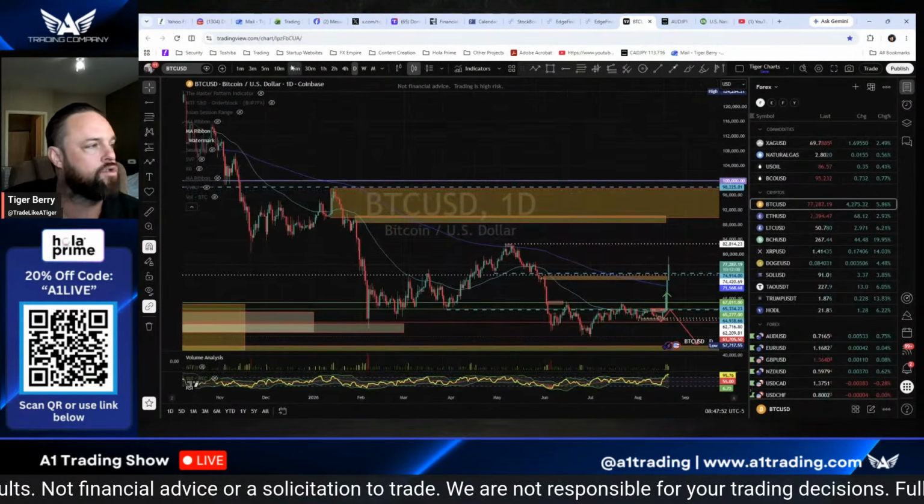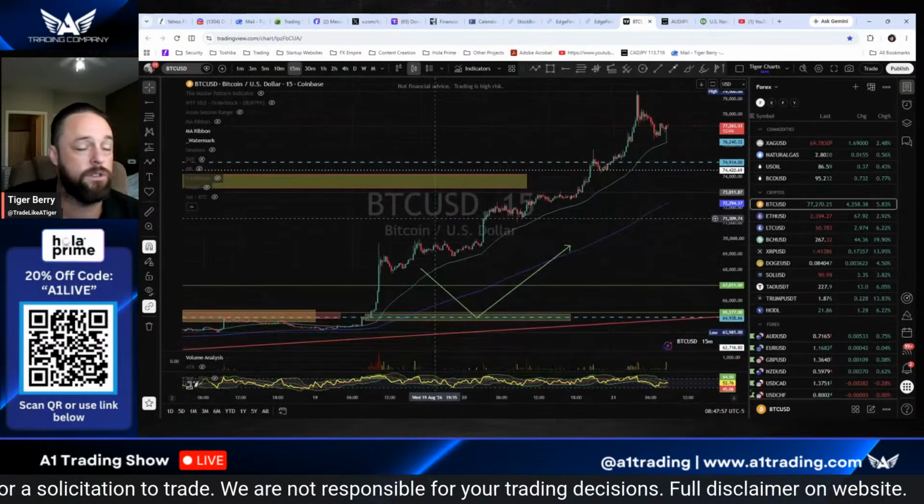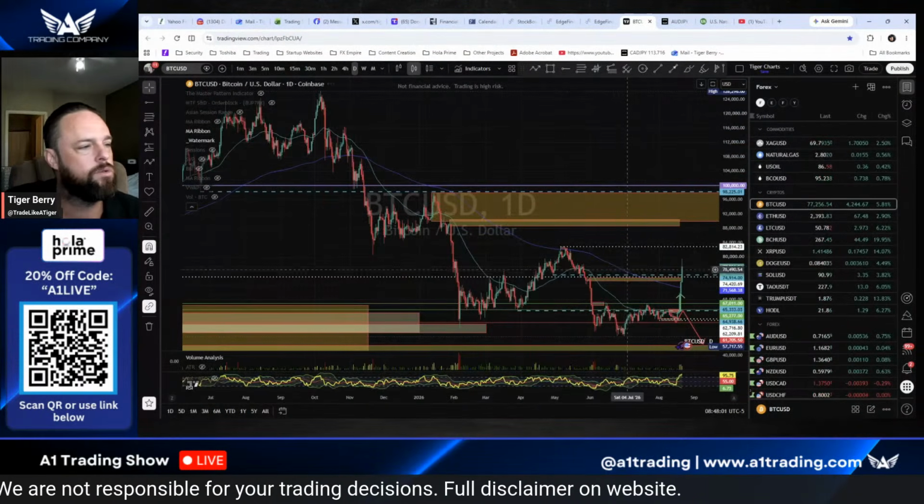Right? Looks strong though if you're looking at it on a 15. Right? Yeah, this is a very strong uptrend, right? No, you gotta scale out. This is what the banks are looking at, guys.